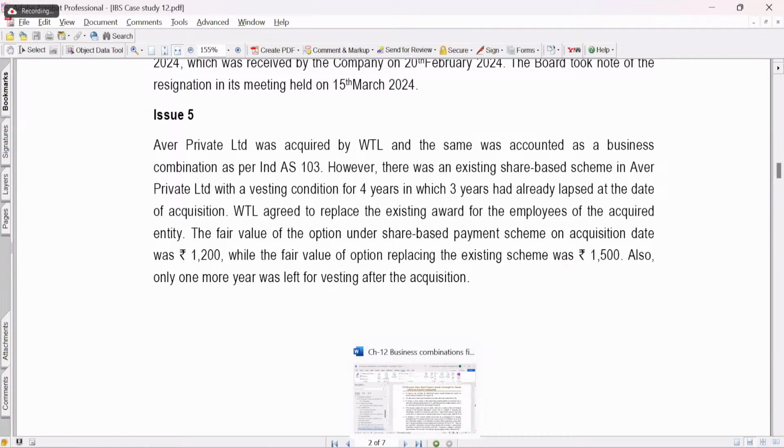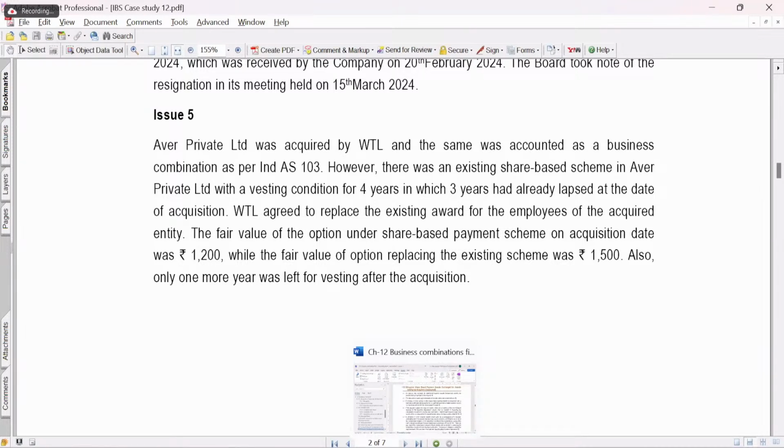So first let us read the issue. Then we'll discuss the relevant provision based on which we have to answer this issue, and then we'll see the answer. Okay. This is the way we'll be moving on. So first let us read this issue. Issue is for this financial reporting portion. Issue 5 is relevant for you.